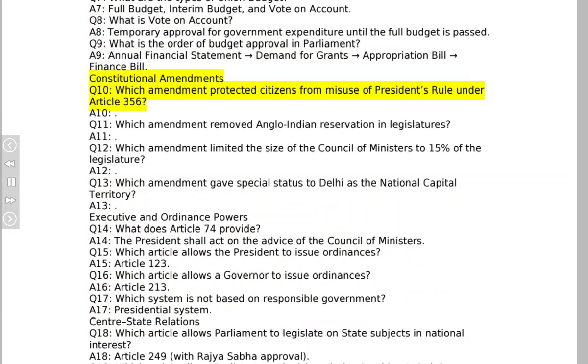Constitutional amendments. Q10. Which amendment protected citizens from misuse of president's rule under Article 356? A10. Q11. Which amendment removed Anglo-Indian reservation in legislatures? A11. Q12. Which amendment limited the size of the Council of Ministers to 15% of the legislature? A12. Q13. Which amendment gave special status to Delhi as the national capital territory? A13.